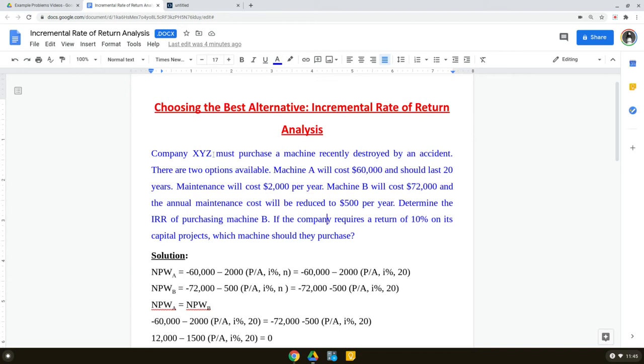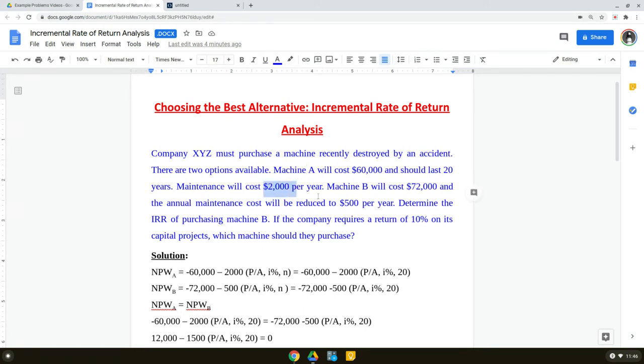Company XYZ must purchase a machine recently destroyed by an accident. There are two options available. So we have two alternatives and we want to choose the best alternative among those two. The first alternative, machine A, will cost $60,000 and should last 20 years. Maintenance will cost $2,000 per year. So this option has an upfront initial cost of $60,000. The machine is going to last 20 years, and every year we have a maintenance cost of $2,000 per year.